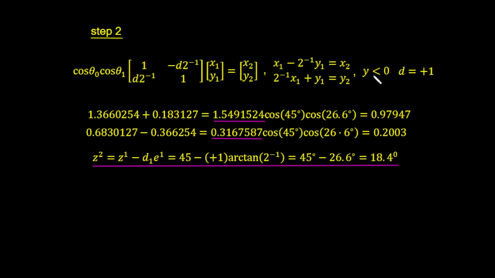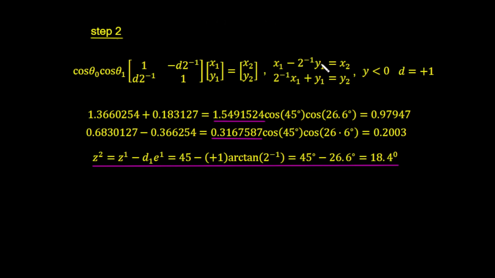Again, we know that y is less than 0, so d is positive. So that's just going to be minus 2 to the minus 1 times y1. And again here, the value for d is positive. So in that case, this value is just going to be 2 to the minus 1 times the x1, and then just 1 times the y1. And that's going to give us y2.